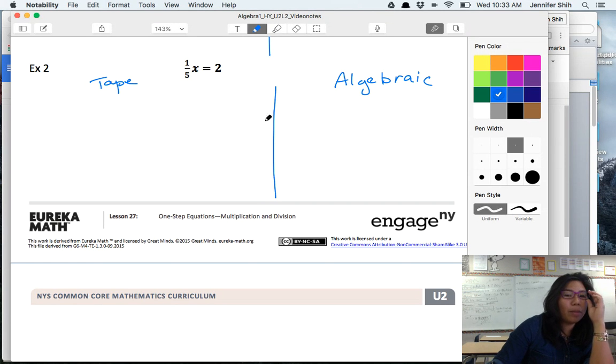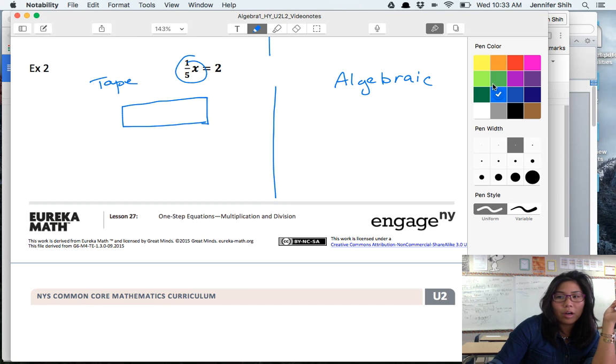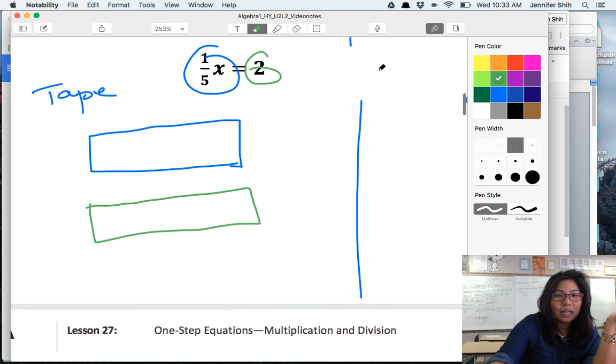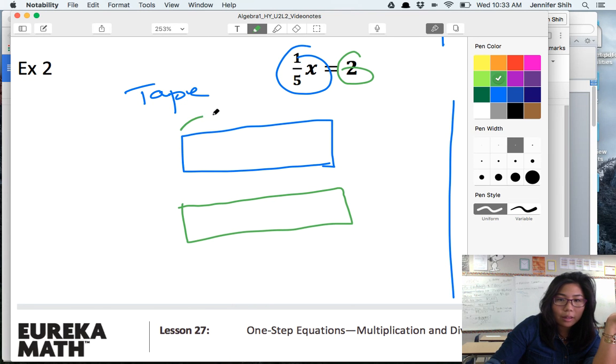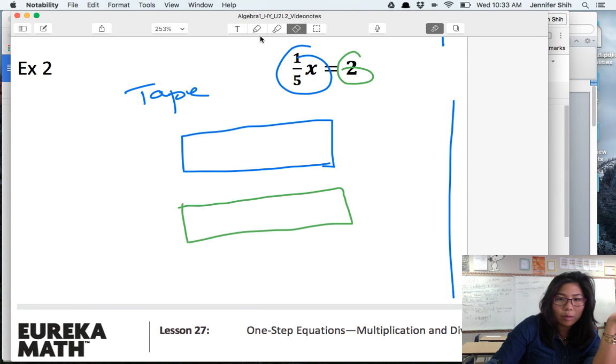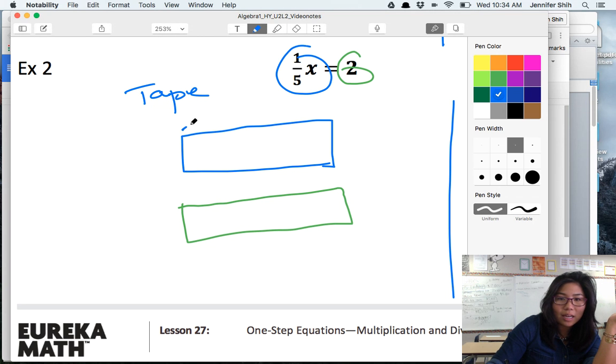For the tape diagram, how this works is I'm going to draw in one piece of tape, and then I'm going to draw another piece of tape, and they're equal. This blue 1/5 times x is equal to 2. So these two should be the same. Now, let's break this down, this 1/5 times x. This whole piece of tape is x. Ta-da, this is all x.